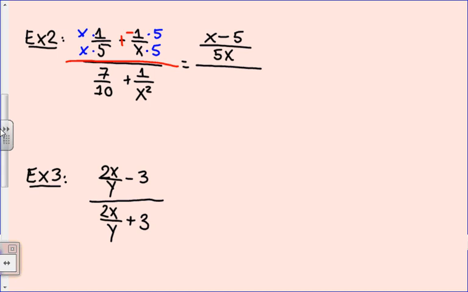Alright, in the bottom, the denominator. What's needed in the guy on the left? What's needed on the guy on the right? So simplifying, he becomes 7x squared plus 10 all over 10x squared. Now I have one fraction over one fraction. So what I'm going to do is copy the dot.